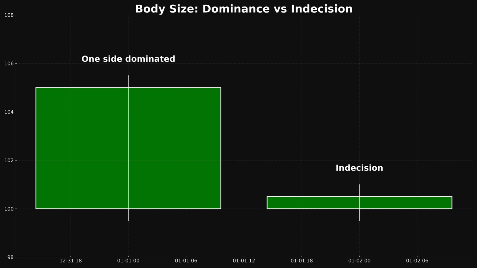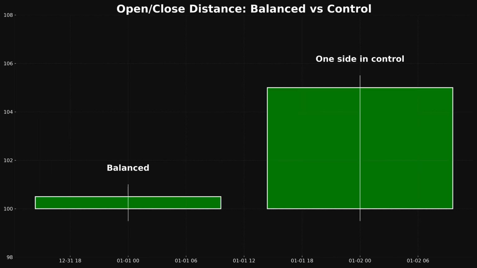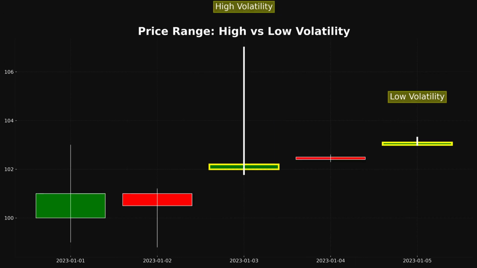Body size matters too. A long body means one side dominated. A short body means indecision. Buyers and sellers fought, but neither won. When open and close are close together, the market was balanced. When they're far apart, one side took control. If the total range from low to high is big, volatility was high. If it's small, volatility was low.